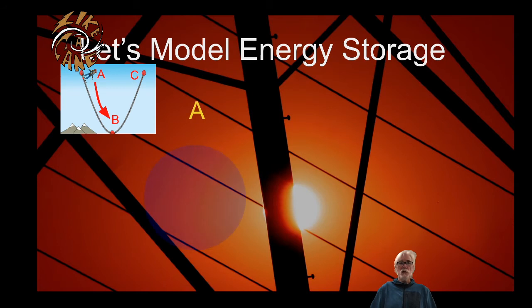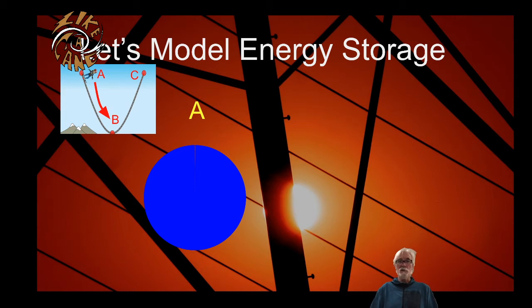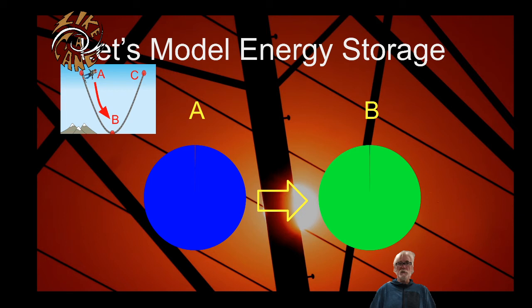First, let's change from position A to position B using a pie chart to represent the energy storage. At A, all the energy is stored as gravitational, and at B, it's all stored as kinetic, as the gravitational has dropped to zero.